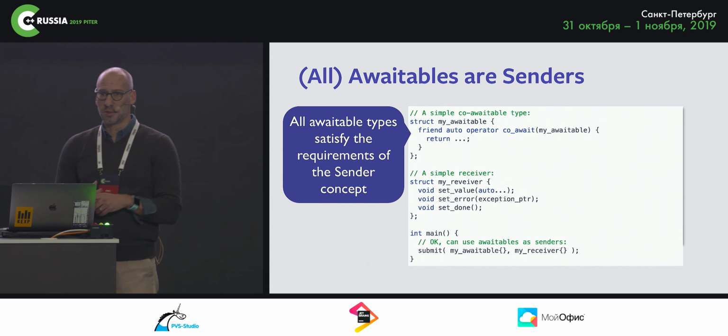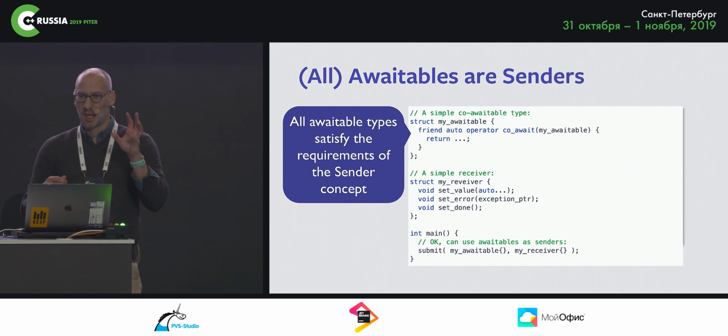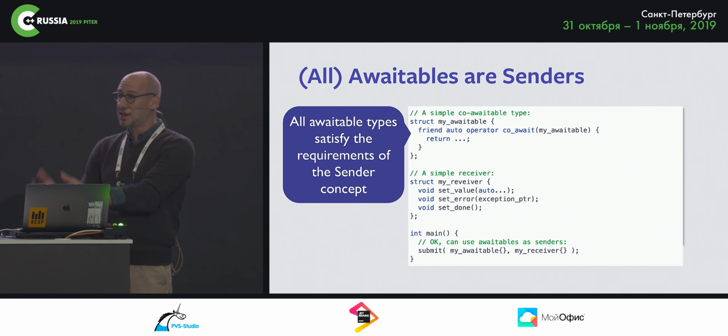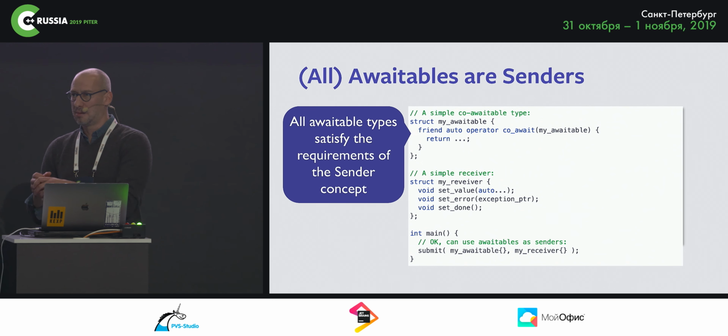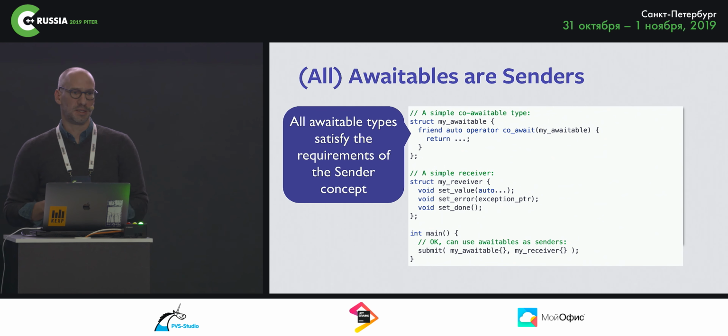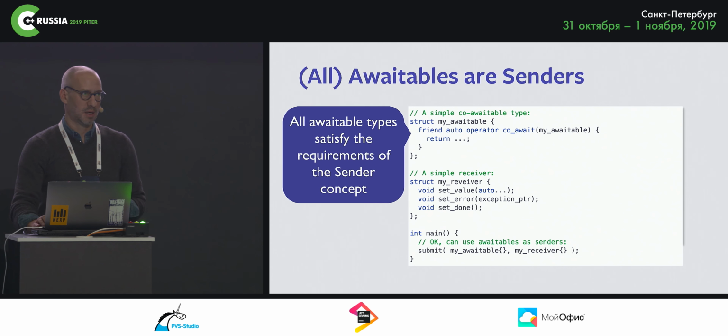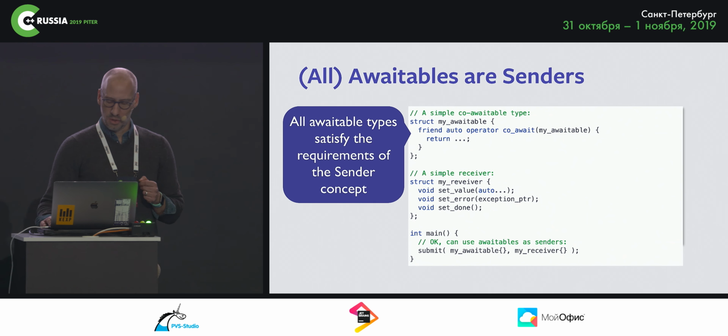So if I write an awaitable type by giving my type an operator co-await, I can write a receiver, an explicit callback, and say, instead of co-awaiting this thing, I actually want you to use this callback instead. So I can submit that awaitable thing with a callback. Cool.